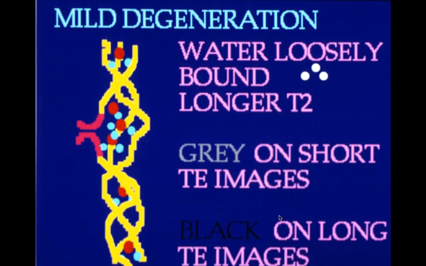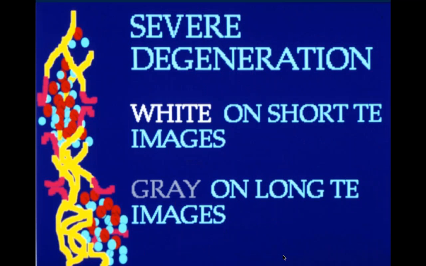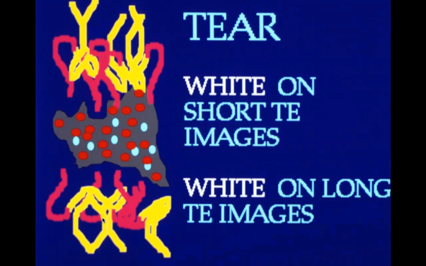And severe degenerative disease leads to a significant increase in the risk of tearing the tendon because it's associated with decreased mechanical strength of the collagen fibers. So here's what more severe degenerative disease would look like: marked disruption of the collagen fibers, a lot more water, and a lot more freedom of the water, so you get increased signal intensity on short TE images, and you start detecting signal on T2 weighted, long TE images. This is very severe degenerative disease.